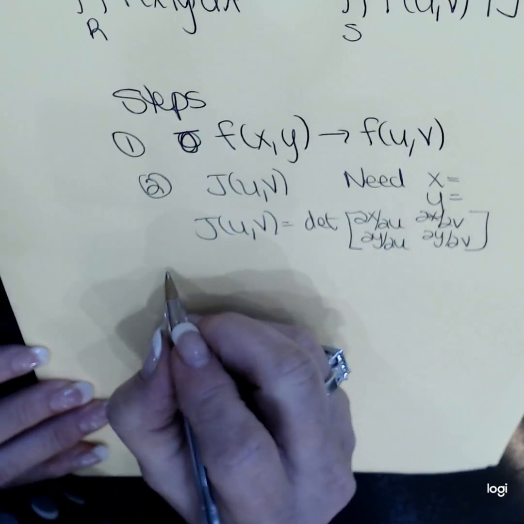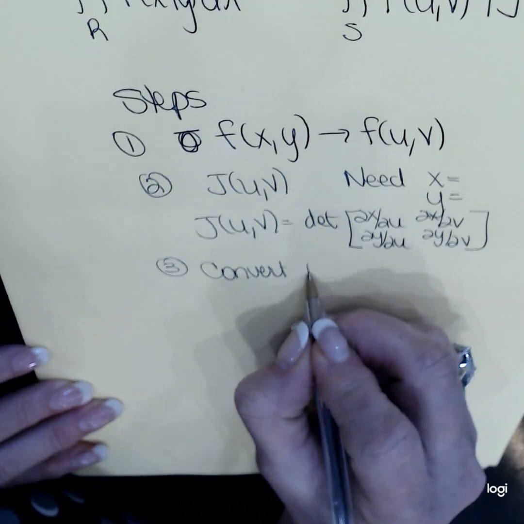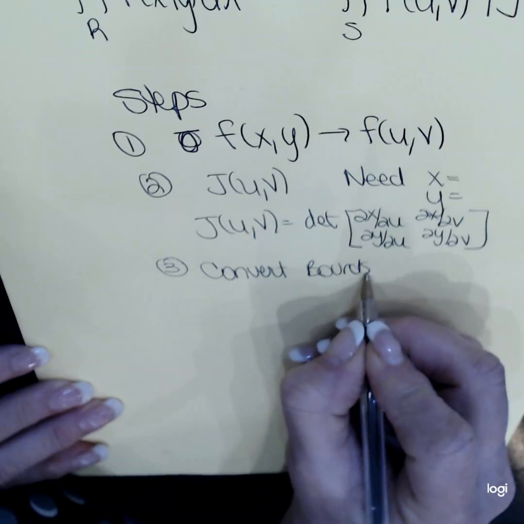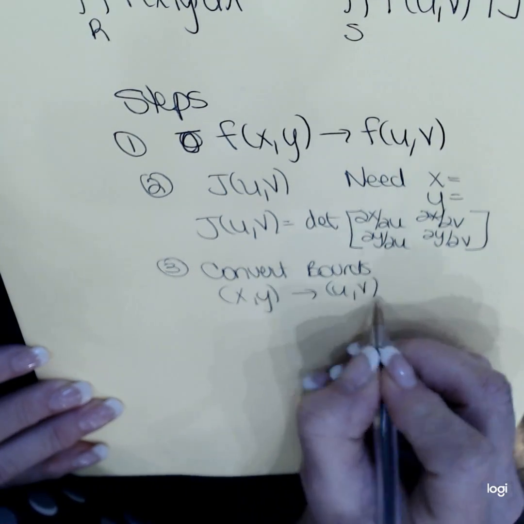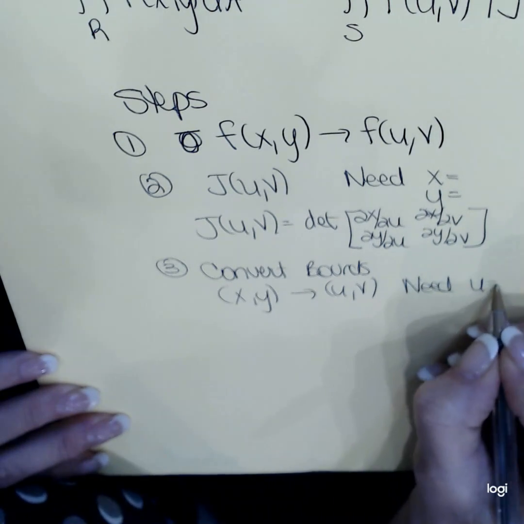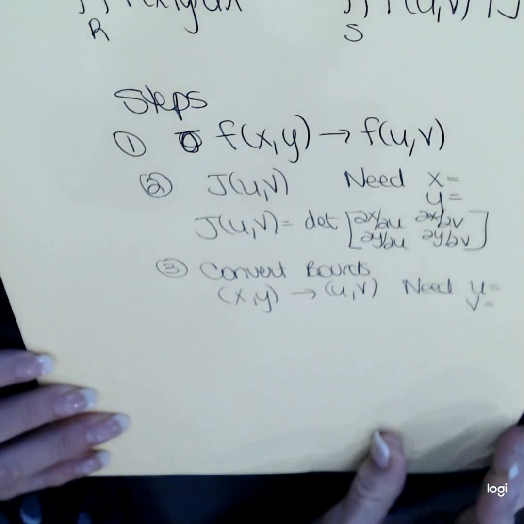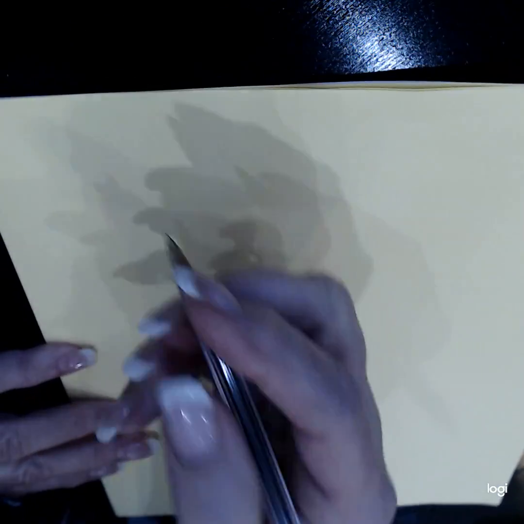And then finally, we will convert our bounds from xy bounds over to uv bounds. And for these, we actually are going to need a u equal and a v equal in order to make this work. So let's go ahead and do some examples here.